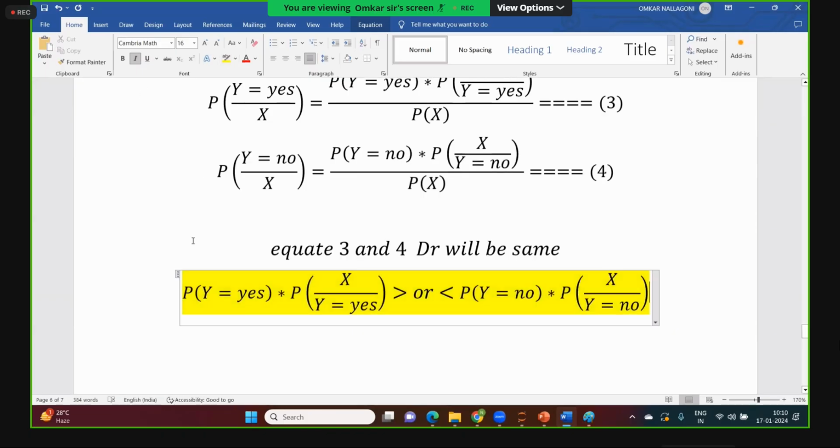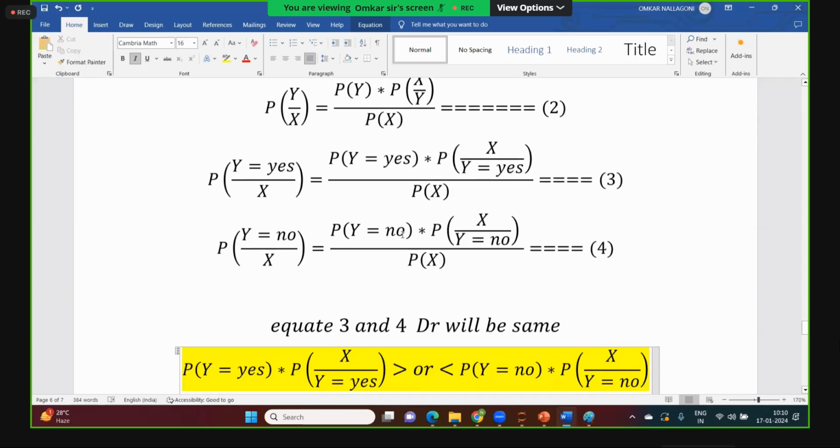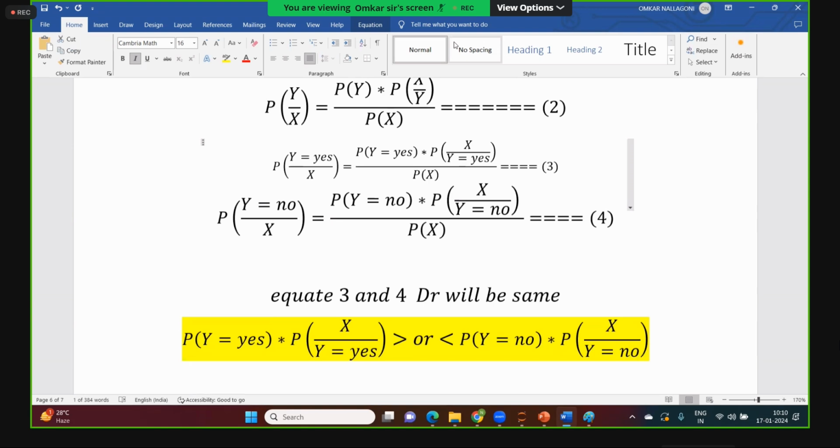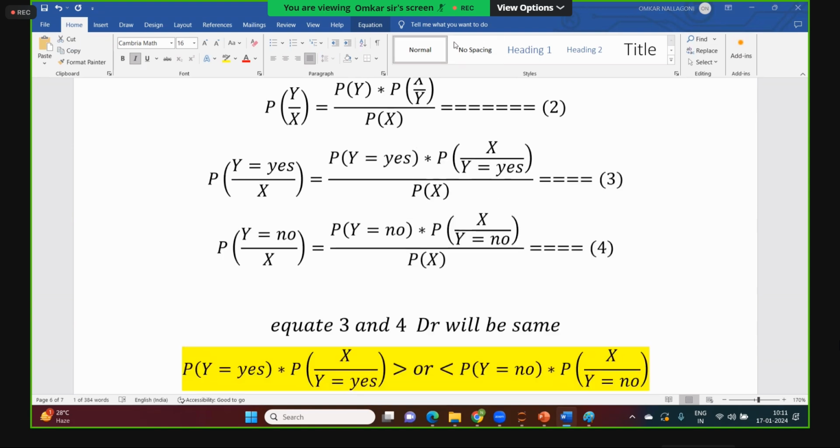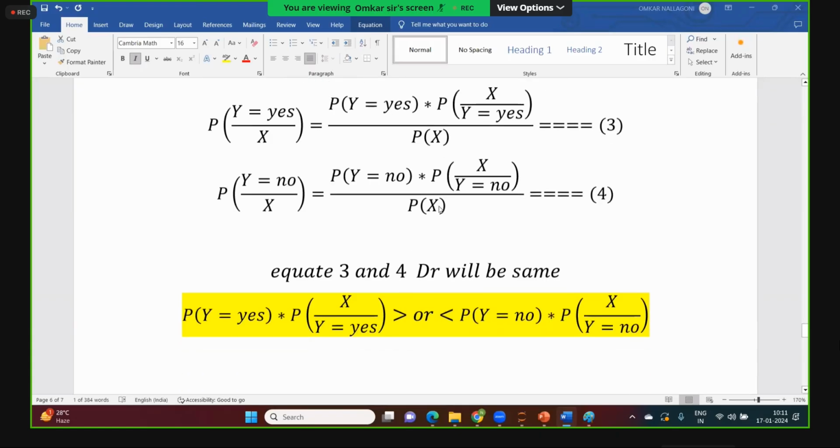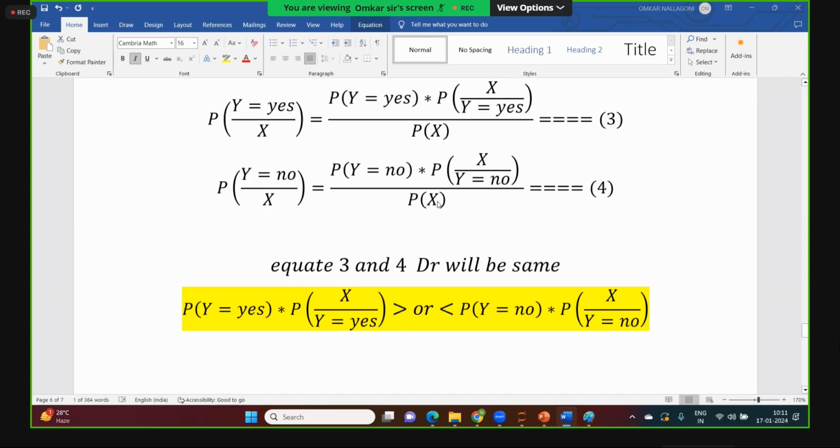Is that clear? Can you please confirm in the chat? Why are we avoiding P of X? Utkarsh is good. Priyanka, Nikita, Nagarani, Sabita, Suresh, Shankar. We are avoiding it for our convenience. This is pakka.